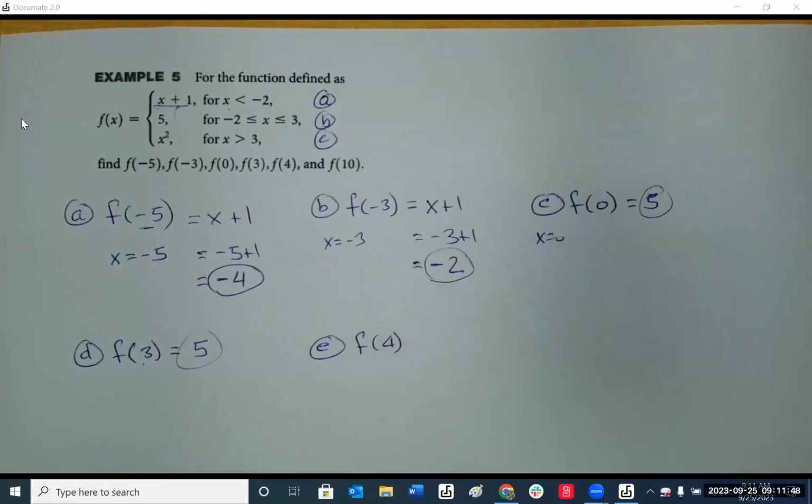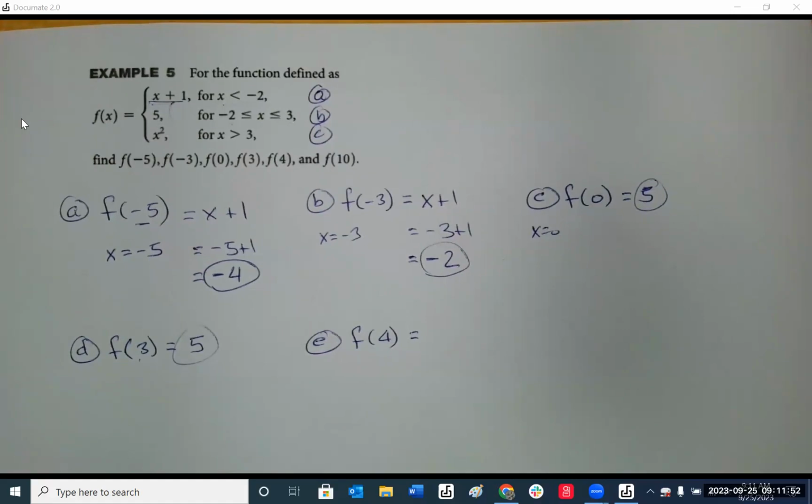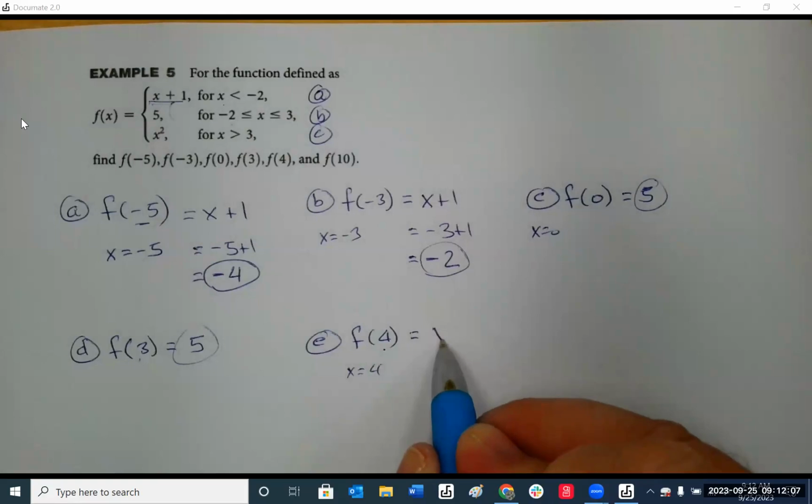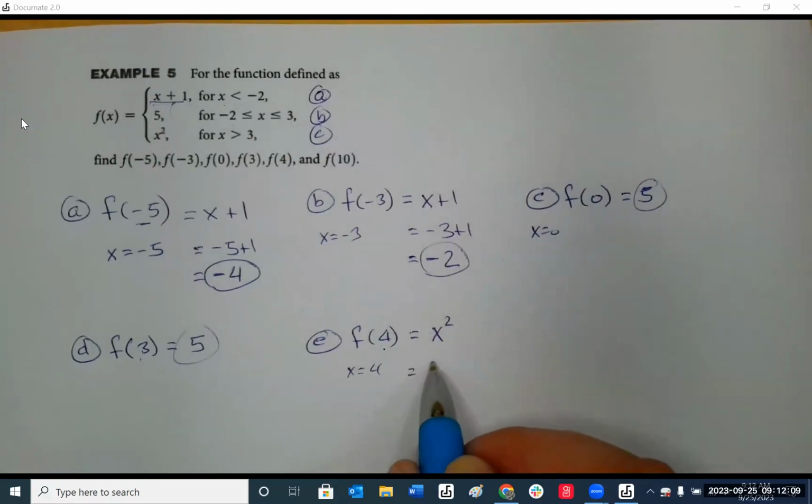F of 4, A, B, or C? C, yeah, because we have x equals 4, and 4 is bigger than 3. So we have to use this one, x squared. So it's 4 squared equals 16.